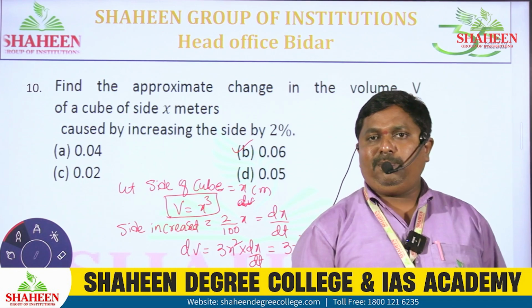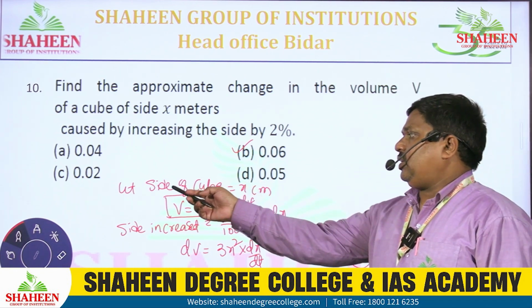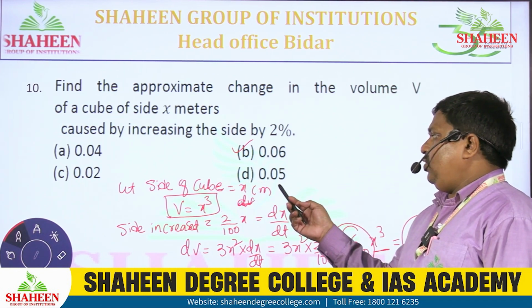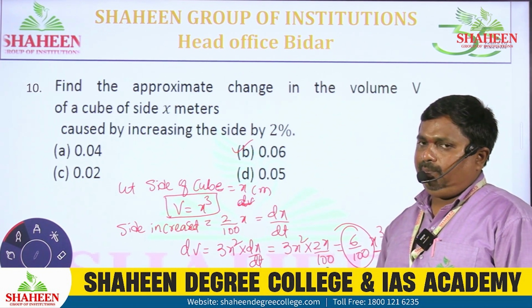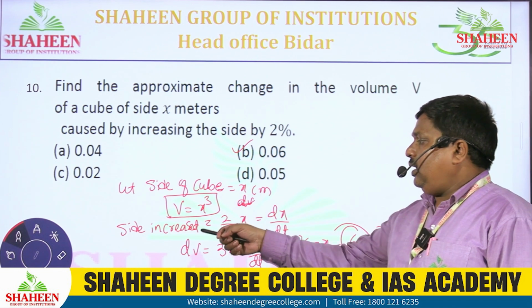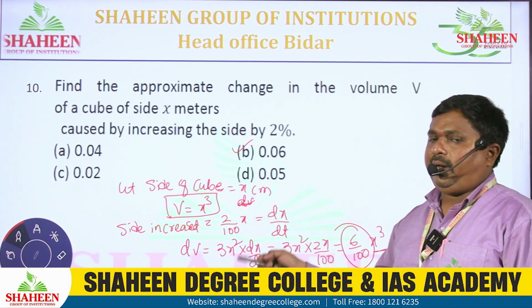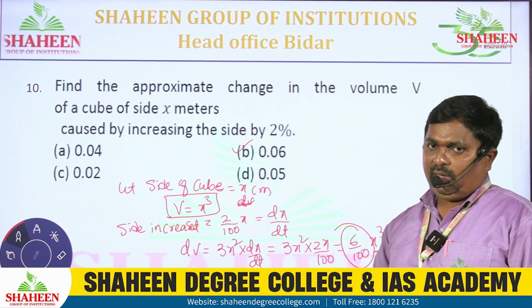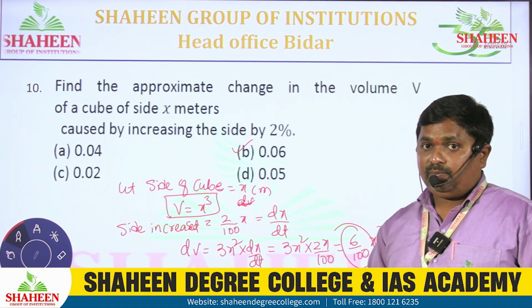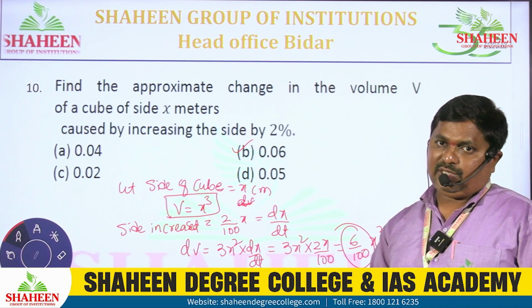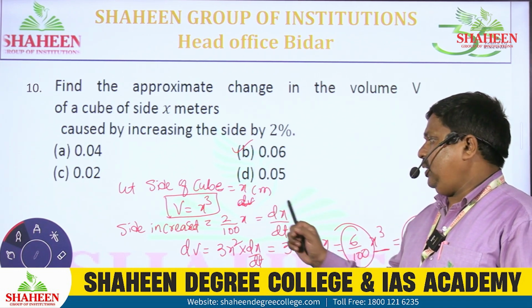So this is a simple way. First we consider the side of a cube as x centimeters, so the volume becomes x cubed. If the side is increased by 2%, meaning 2 by 100 of the given side x, then this becomes dx by dt, because x is changed. How much has it changed? 2% has changed, so that becomes 2x by 100.